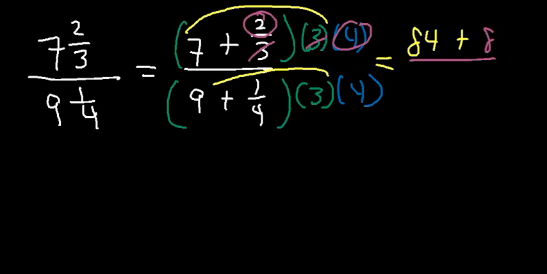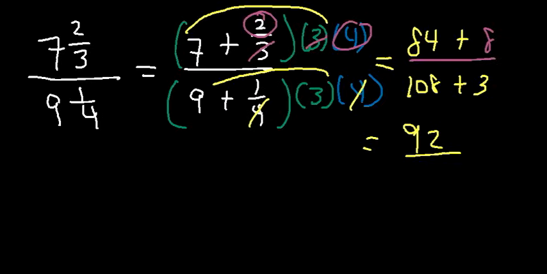12 times 9, that is 108. 1/4 times 12, the 4's cancel, so we just get 3. 84 plus 9 is 92. 108 plus 3, that's 111. So that's another technique in which you can use to simplify complex fractions. Now, whenever I have two terms in the bottom, if I have a mixed expression within a fraction, I like to use that technique.